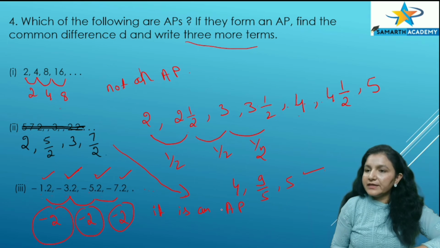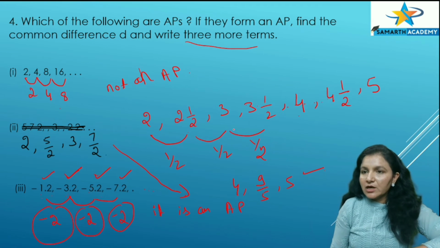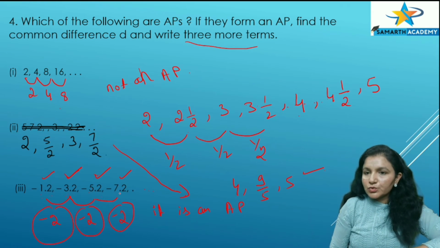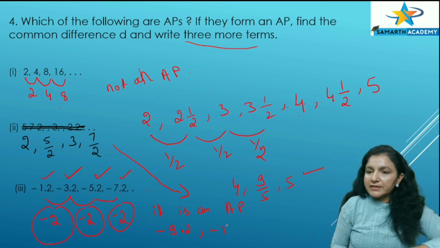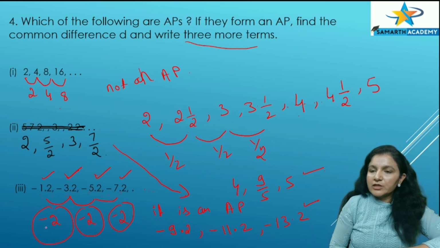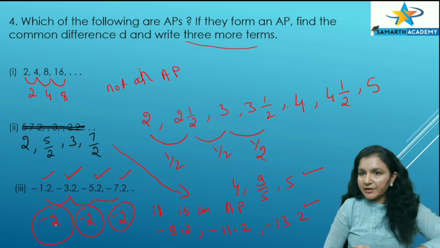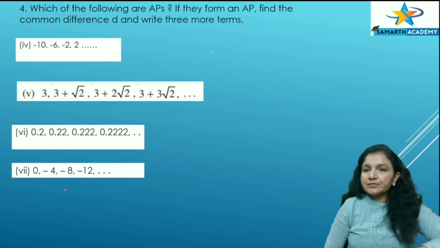And how do we find the next 3 terms? We continuously add minus 2 to the given terms. So minus 7.2 minus 2 will become minus 9.2. Again adding minus 2, minus 11.2, minus 13.2. These are the next 3 terms of the given AP. So if it is not an AP, you just stop. If it is an AP, then you have to find the next 3 terms.